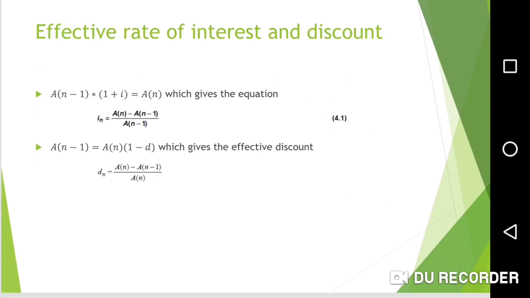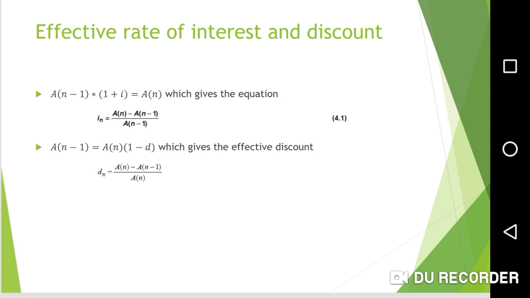Effective rate of interest and discount. Say we know some value at a period just 1 year before the final period, or 1 month before the final time period. So we know the value at time n minus 1, and we know the interest rate for the time period n minus 1 to n. Then, as per the basic equation of the interest rate, a of n minus 1, the value accumulated up to n minus 1, into (1 plus i) is equal to a of n. Which gives the equation i n equal to (a n minus a n minus 1) by a n minus 1.